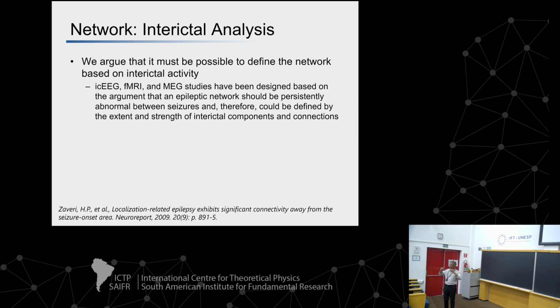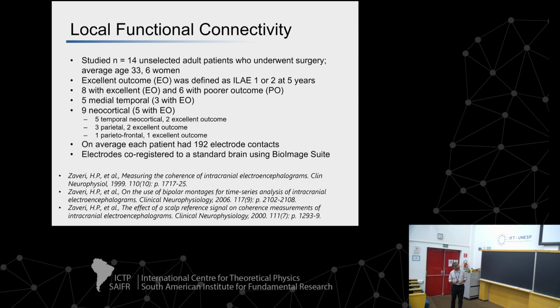I'm looking only at interictal activity. That's the ongoing activity between seizures, not looking at seizures. And I just want to put forward something that's, if you wish, a bit anecdotal, speculative. It's a hypothesis at best. So we argue it must be possible to define the network based on ongoing activity, that this network, which is aberrant, is expressing itself continuously, and we must be able to pick up this aberrant expression by studying long enough, hoping to pick up some of its signatures.